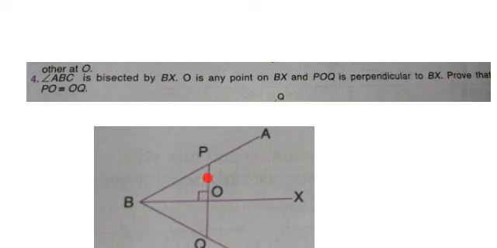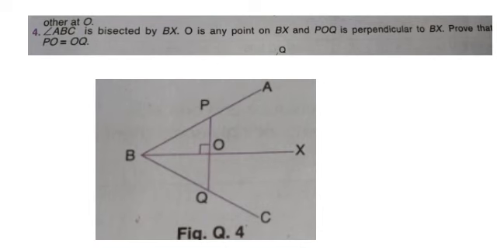So what is this telling us? This is saying that the angle ABC is being bisected by BX. That is, the angle ABC is being divided into two equal parts. That is what bisecting is. If it is for a line, that means the line is being divided into two parts of the same length. But here the two parts will be of the same angle because the thing being bisected is an angle. Now it says that O is any point on BX.